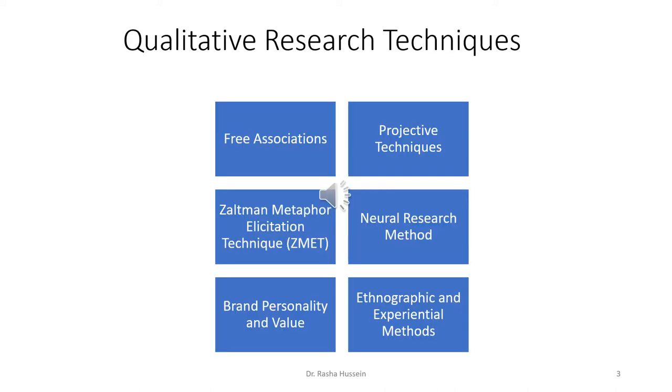Qualitative research techniques include free associations, projective techniques, Zaltman metaphor technique, neural research method, brand personality and value, ethnographic and experiential methods. For the purpose of our study, we will concentrate and focus on only three of them, namely free associations, projective techniques, and brand personality and value. For the other three, you just read them.